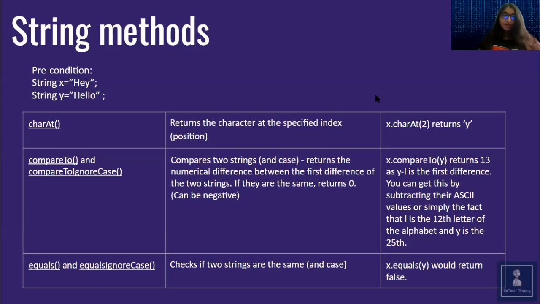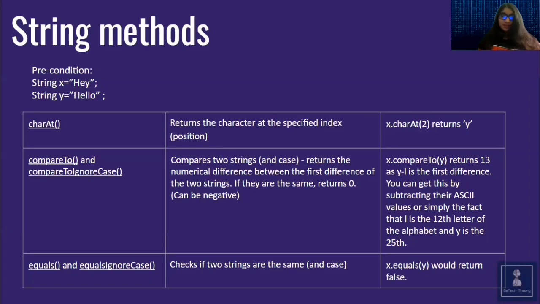Then we look at compareTo or compareToIgnoreCase. So compareTo does something called a lexicographic comparison. That is, it compares and returns the numeric difference at the first difference between the two strings. If they are the same, it returns 0. This number can be negative based on what two values you're comparing. For example, let's look at x compareTo y.